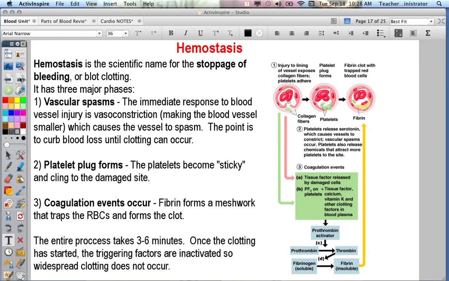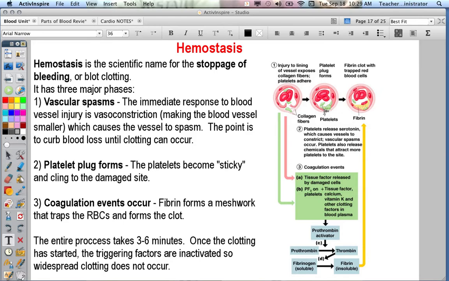When that happens, the second phase takes place, which is where the platelets start to get sticky and cling to the damaged site in the vessel wall. And so they start to dam up into that vessel wall, as you can see in the picture here. And then the final phase is coagulation, where the blood actually clots.